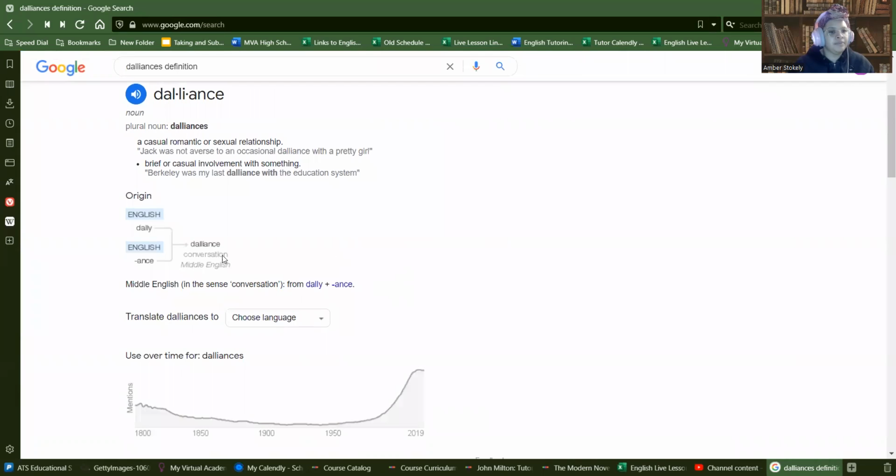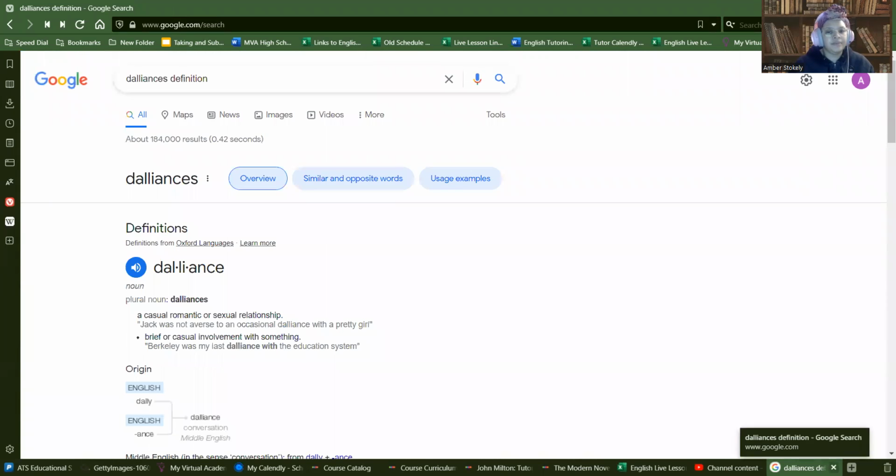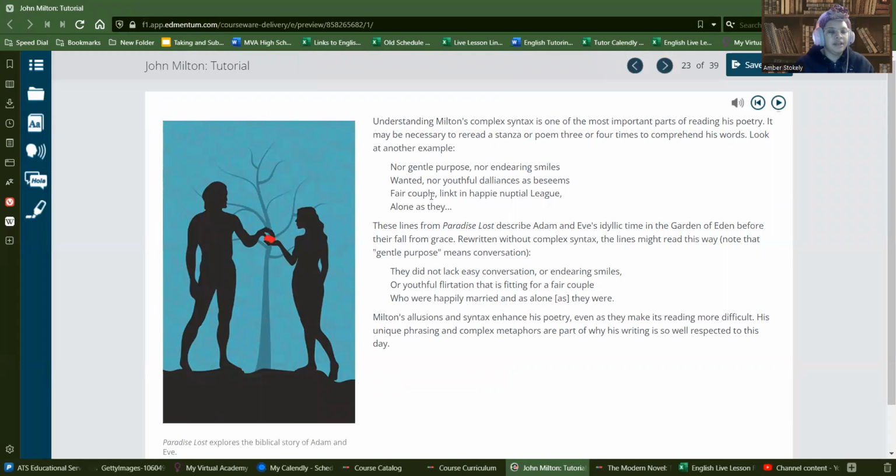And then we've got some other, like this is Middle English, so we know that this is the age that it came from. So yes, they are not lacking easy conversation, endearing smiles, or youthful flirtation, romance.